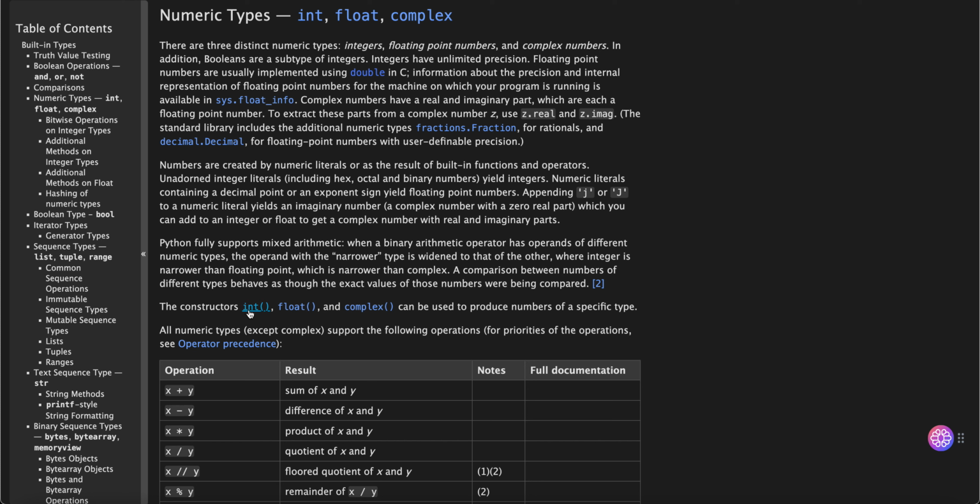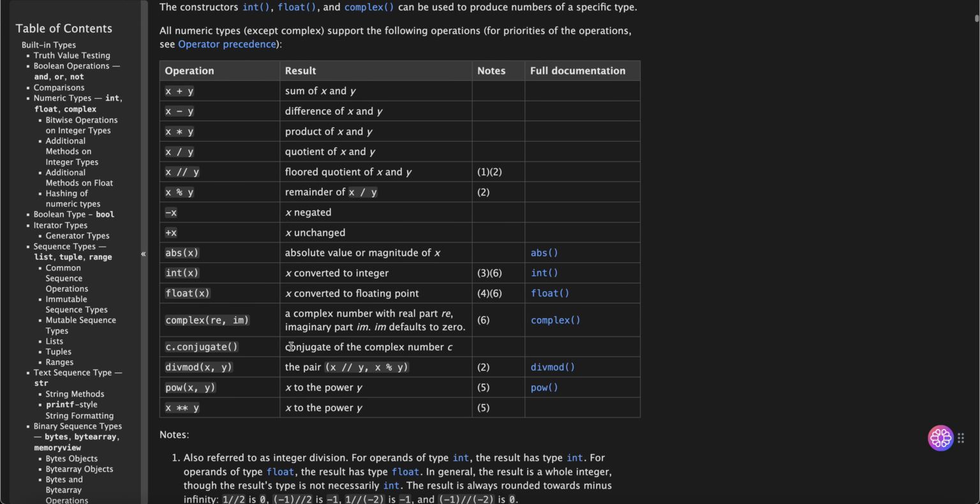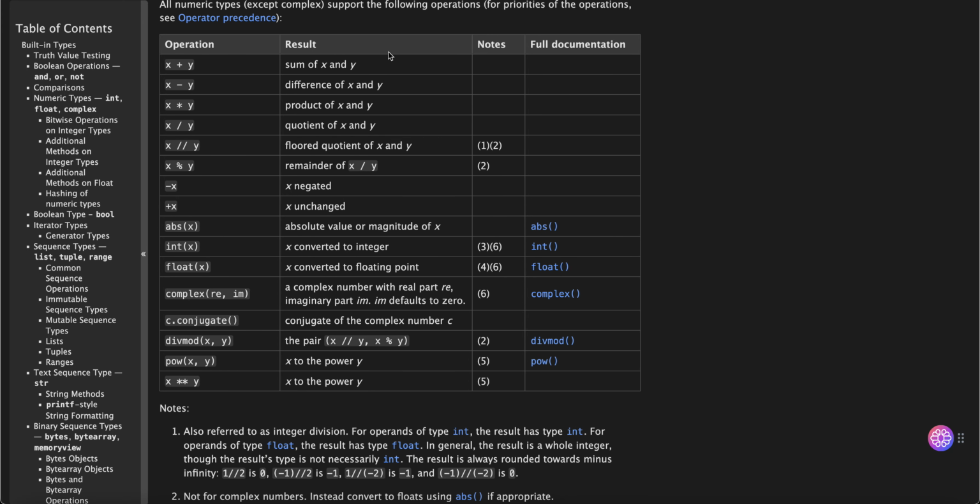The constructors int, float, and complex can be used to produce numbers of a specific type. All numeric types except complex support the following operations. For priorities of the operations, see operator precedence. Operations, result, notes, full documentation.